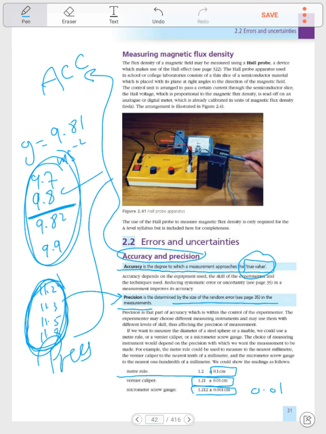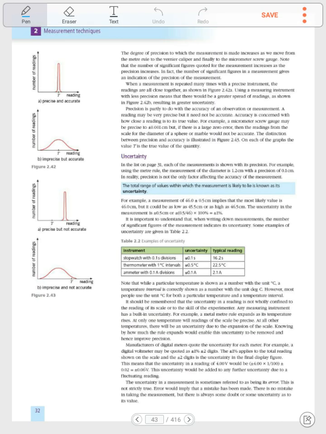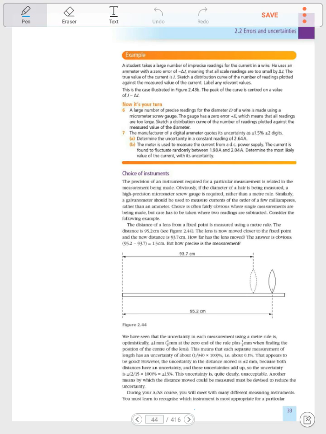I can say that these values are precise because they are around the same value. So these values are precise and accurate. These values are precise, but not accurate, because the value is away from the best value. Here we have the stopwatch. The uncertainty is 0.1 seconds, as I mentioned before. In the ammeter, the error is about 0.1 ampere.